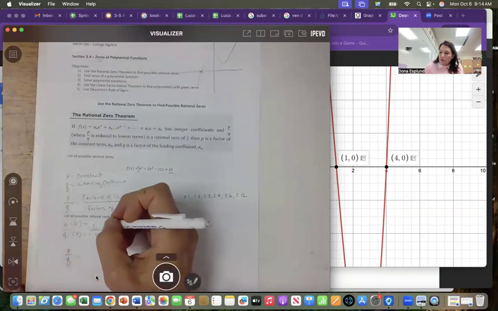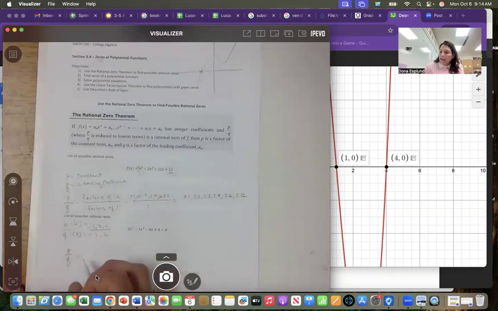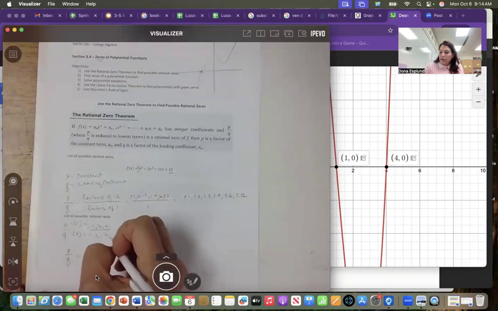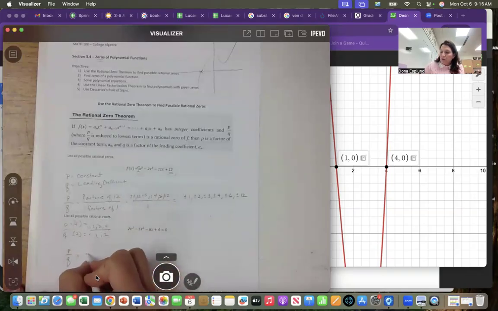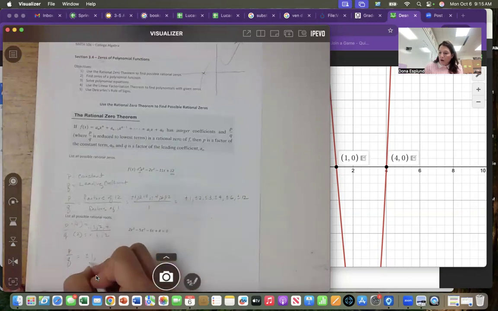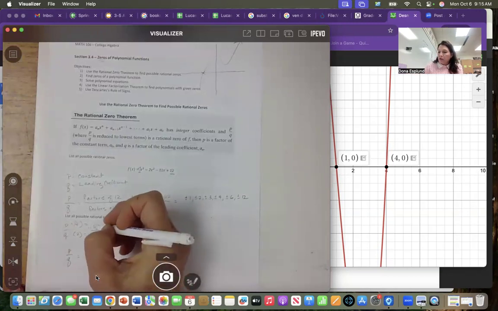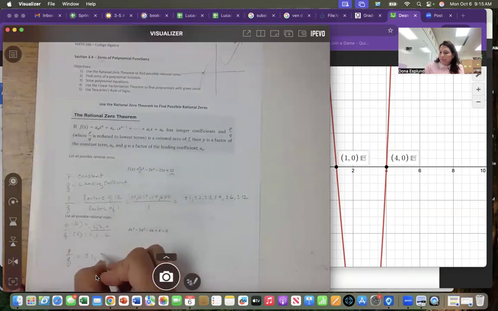But what I tend to do is I start with my first one and make sure I have all the combinations underneath it. So I have plus or minus 1 over 1, and then I have plus or minus 1 over 2.